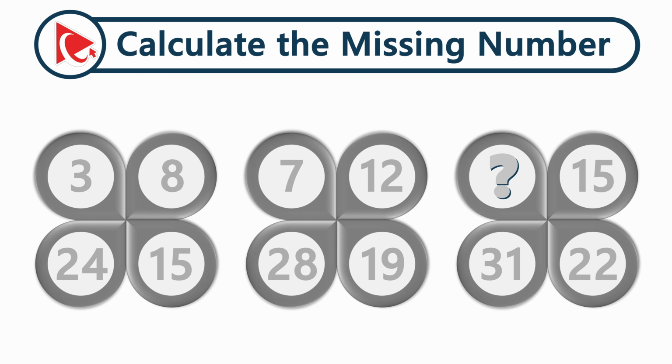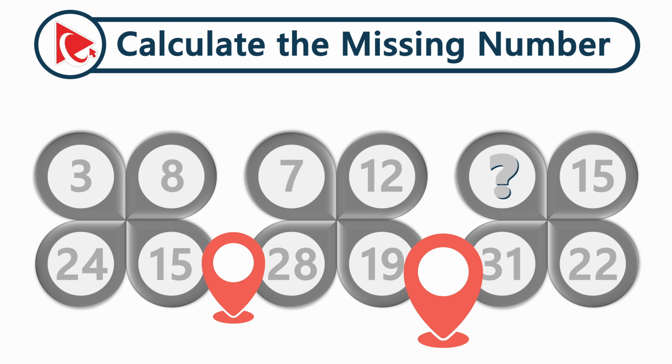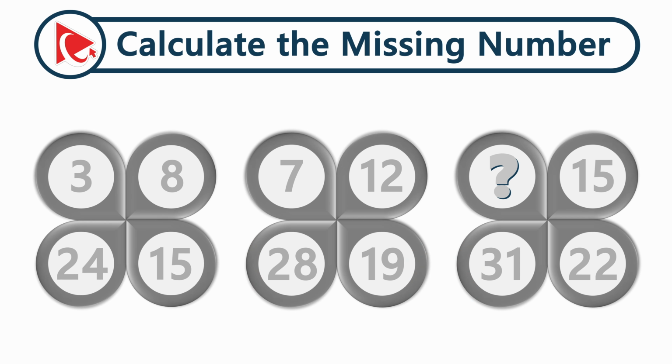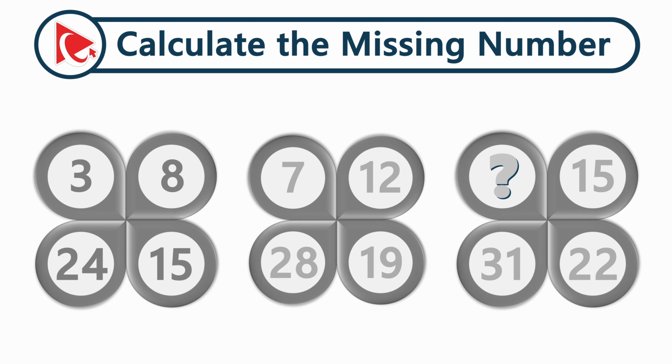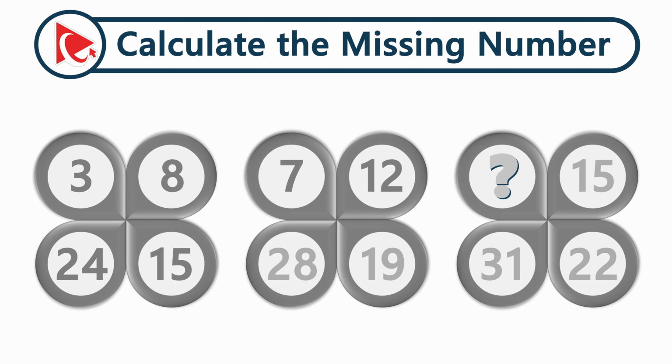Each shape has 4 numbers inside the water drops, or map pointers, depending how you want to look at it. The first shape has numbers 3, 8, 15, and 24. The second shape has numbers 7, 12, 19, and 28. And then the last shape has numbers 15, 22, 31, and then comes the missing number, which you need to calculate and select out of 4 possible choices.